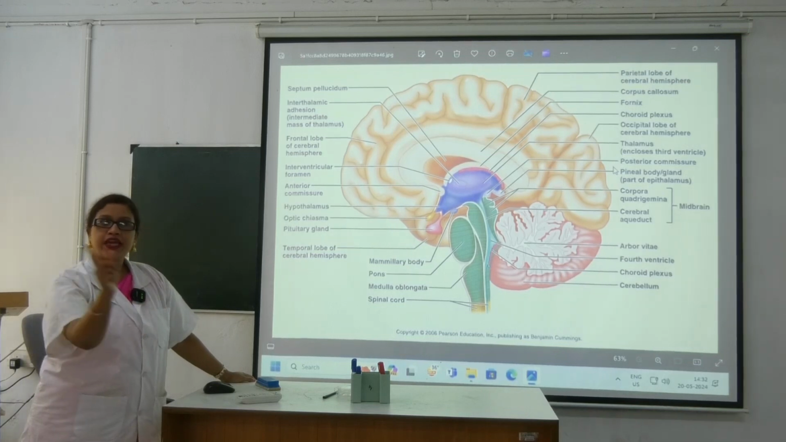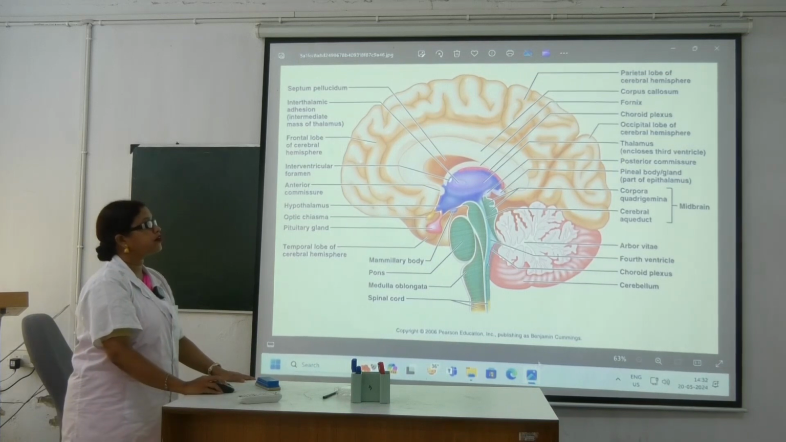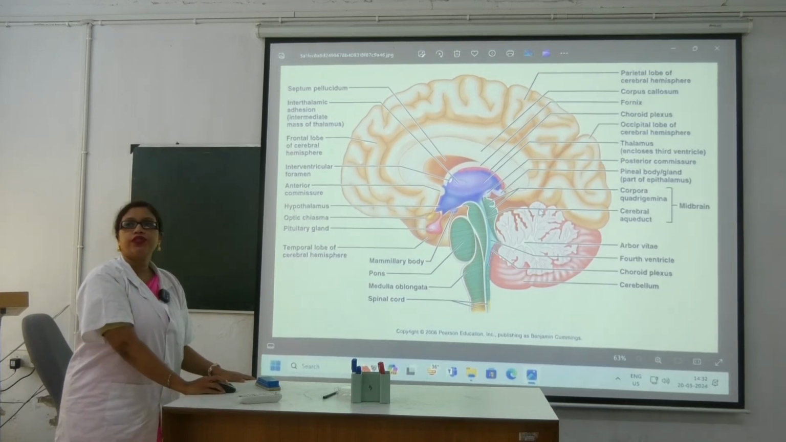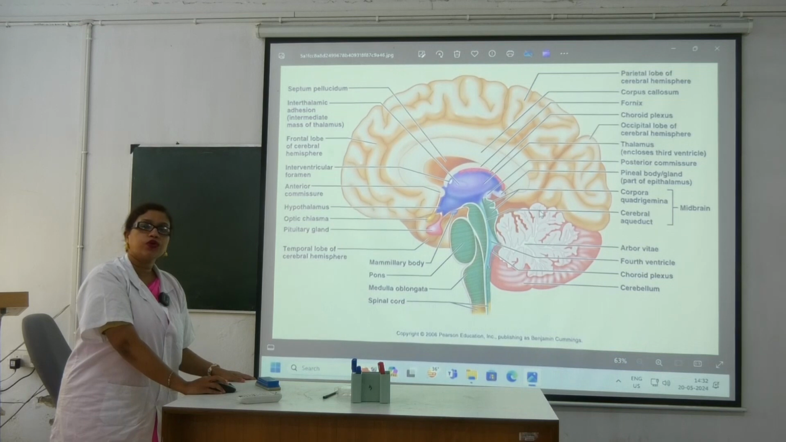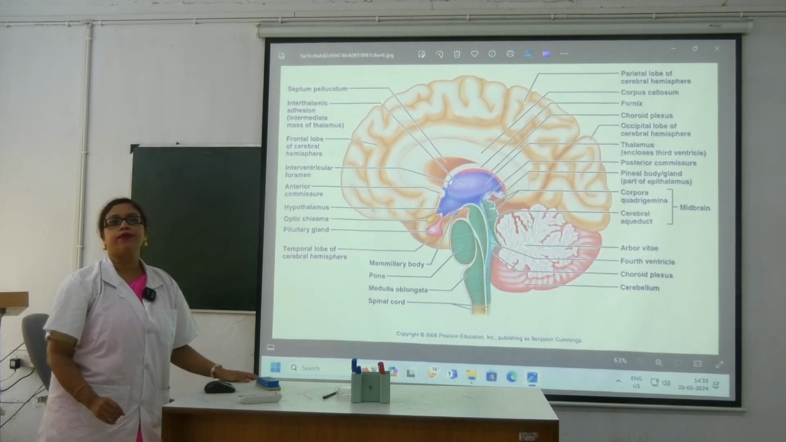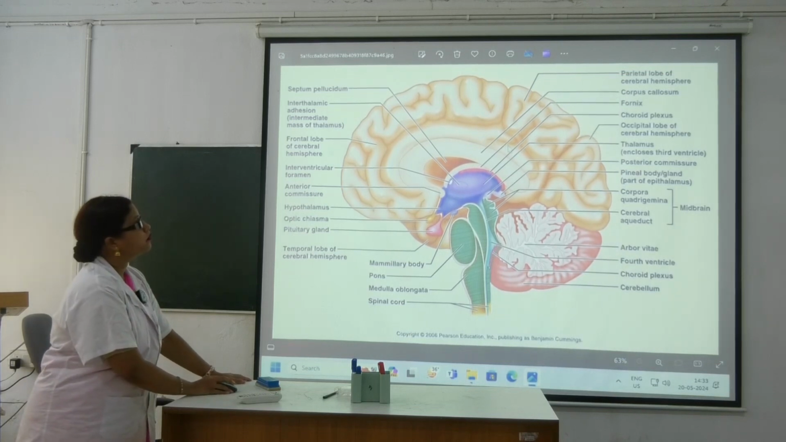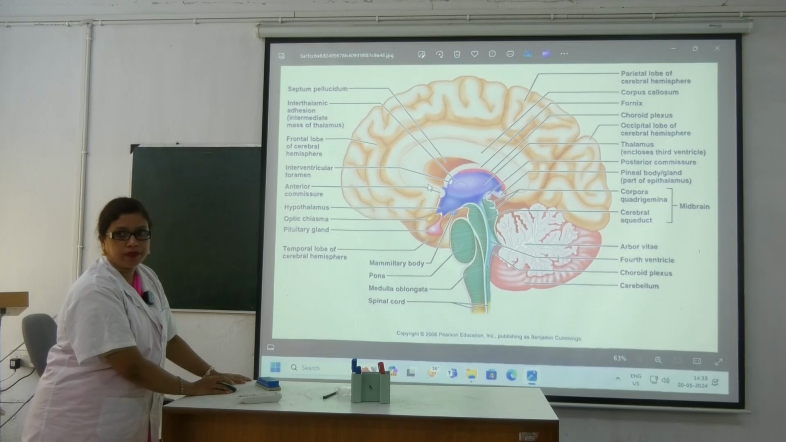Okay, it is making a complete C. Do you see how big it is? It is very deep. Okay, so that is known as calcarine sulcus. So these are the sulcus you see. Additional structures, what will you get? So which one is the corpus callosum? This is the corpus callosum, right?